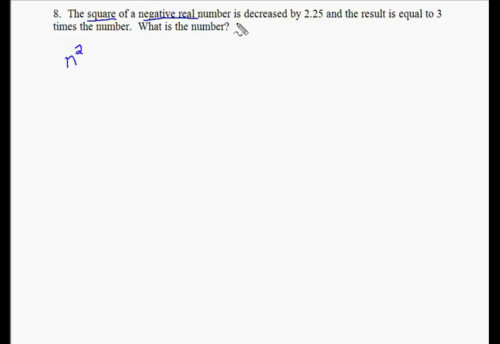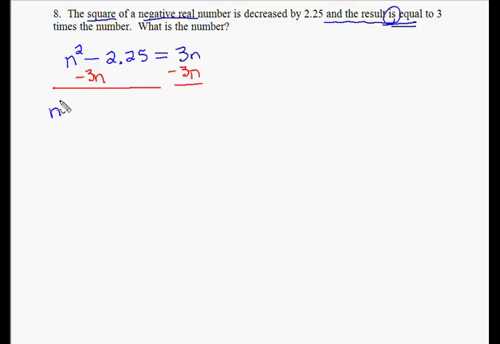Is decreased by. This is not the equal sign because it's describing that it's being decreased, which is subtraction, 2.25. And the result is, now this is the equal sign, so that's when I write it, 3 times the number, the same one we're talking about, n. Well, if you look at this equation, we have n on both sides of the equal sign. So if we add negative 3n to both sides, we get n squared minus 3n minus 2.25 is equal to 0.